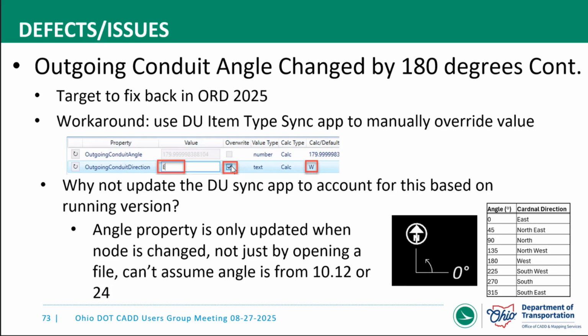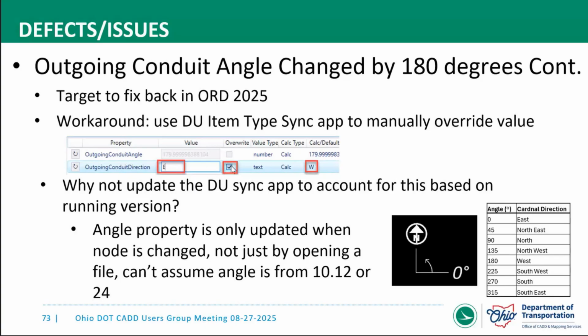One workaround is you can just go and use the sync app and check on the overwrite, and that kind of turns off the calculation. You get to put whatever value you want. And so the next question you're asking is, why don't you just update the sync app to account for what version you're running, so that if you're running this version, you know the angle is off by 180 degrees and fix it. So that was my first thought as well.